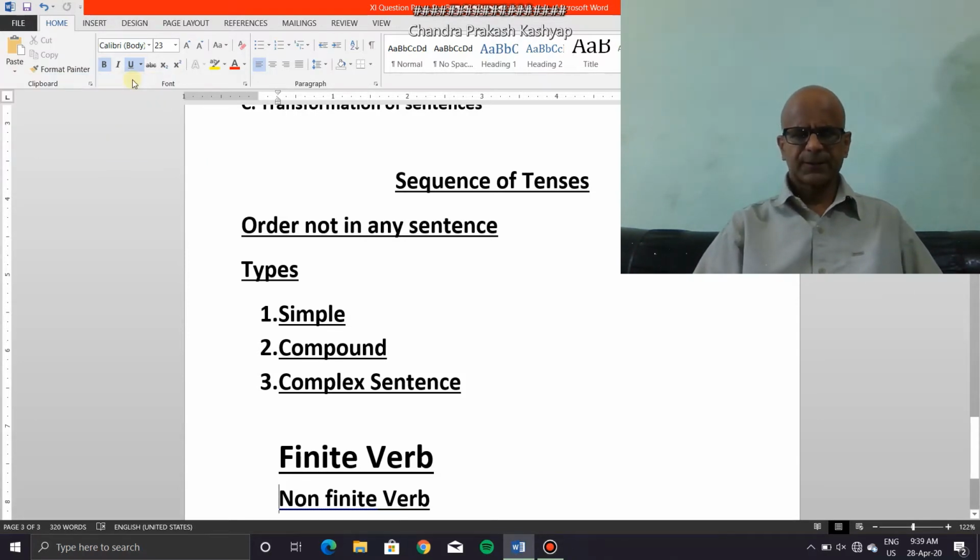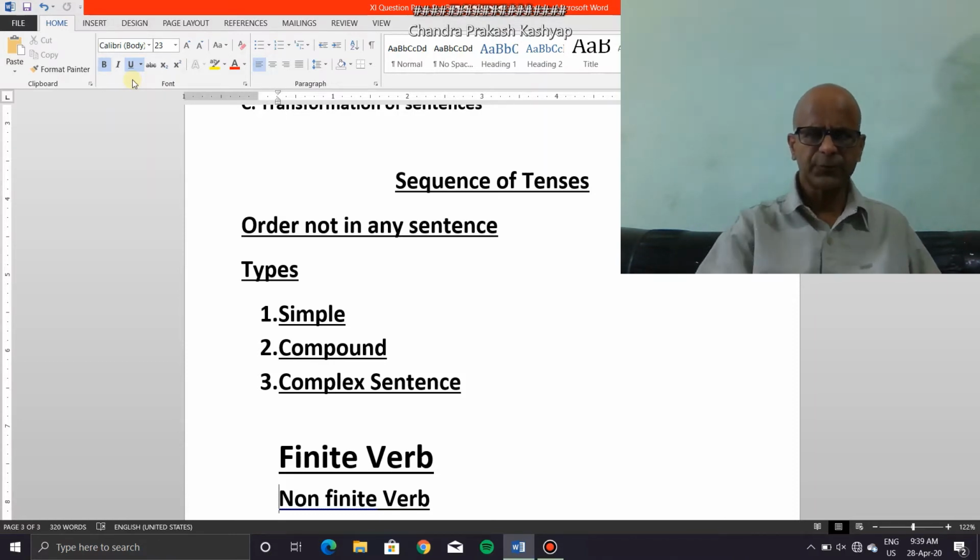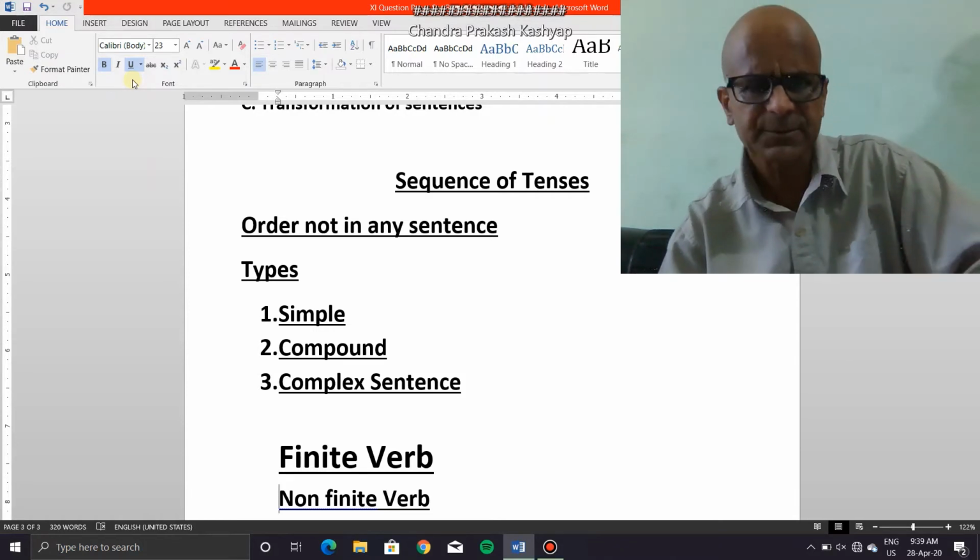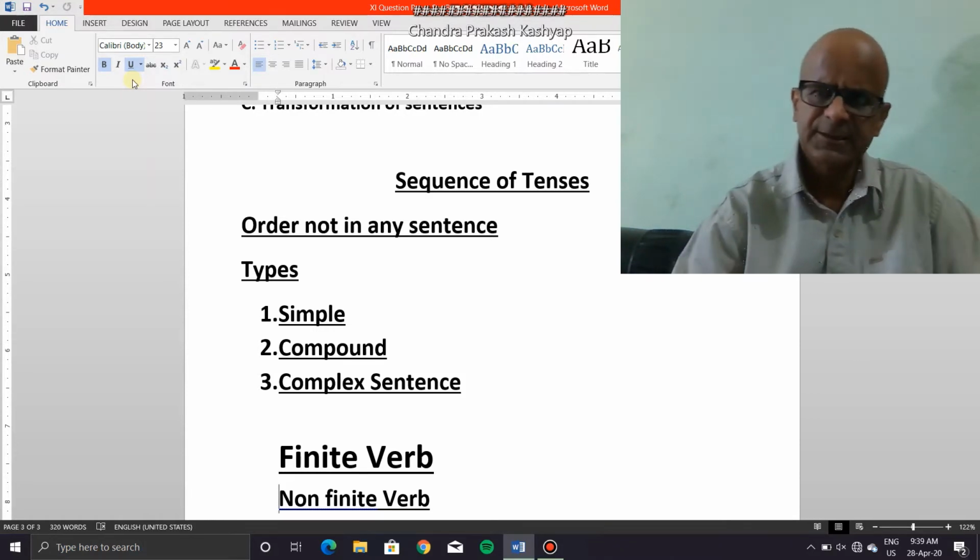Therefore, now it becomes easier. If I add ing to a verb, it will stop serving its purpose. If I put a to before it, again it will stop serving its purpose. So these are non-finite verbs.